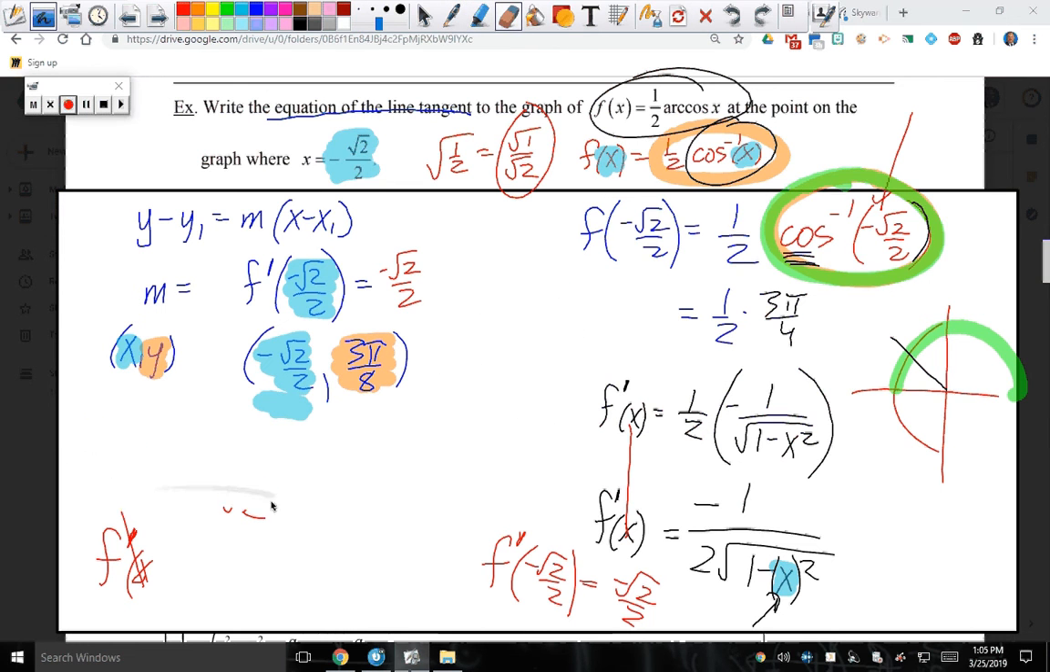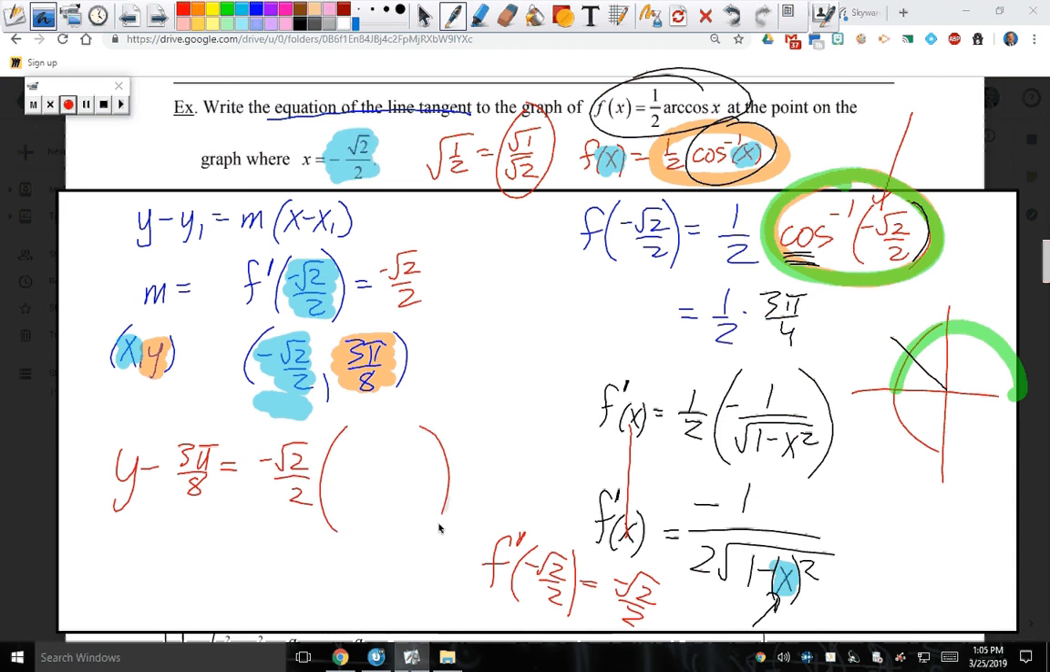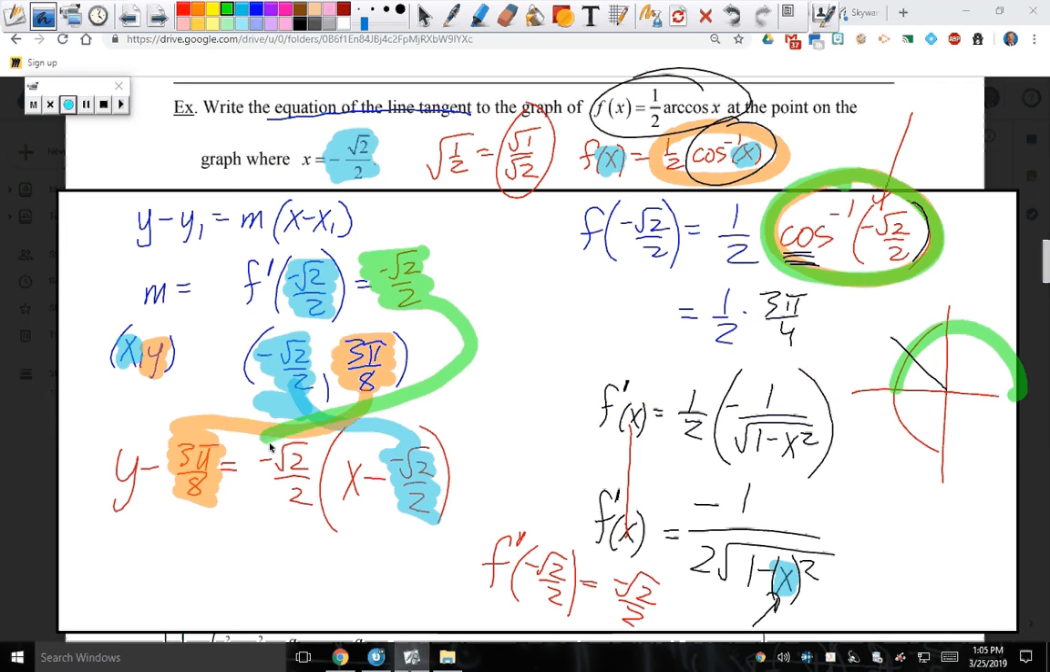And now, I could just write it as far as y minus y1, which is 3 pi over 8, is equal to this negative root 2 over 2 slope that we got of x minus our input value right here. And this was our y value. And this was our slope. Done. And yeah, you'd probably simplify this to x plus. You don't have to. If it was multiple choice, you just find which one it was equivalent.